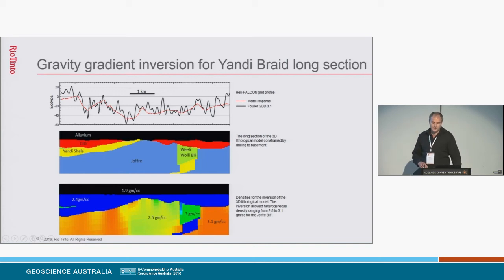Now we will focus on examining a 7 kilometre long section of the Yandy Braid channel iron deposit. So if we look at this plot, we have the original 100 metre line spaced GDD in the black. We have a long section through the CID channel, and this is a long section 3D cut through the 3D model that we made, and these are the densities that were required to make the red model response.